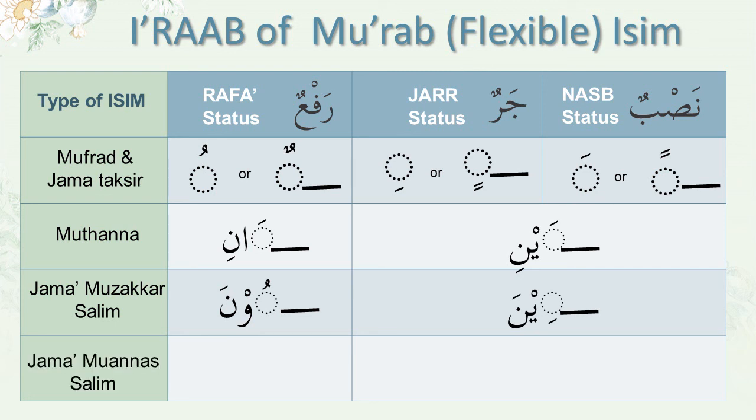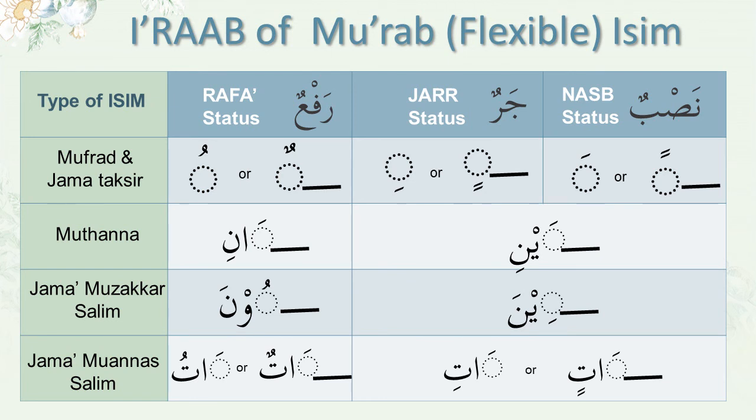Finally, for jamak mu'annas salim, if the word finishes with a dhamma, it's rafa. If it ends with kasrah, there are two possibilities. It's either jar or nasab. Do remember that jamak mu'annas salim can never end with fathah.